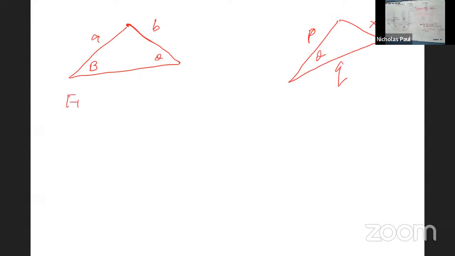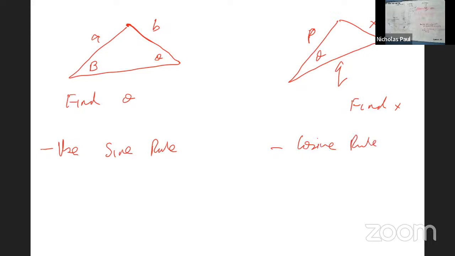Right, so if I wanted to find theta and I wanted to find x here, what's the rule we're using? For the first one, sine rule, because we have the length and the opposite angle, right? Very good. So we're using sine rule. What about here? Because you have two lengths and the angle in the middle, right? Cosine rule. Everybody okay with that?